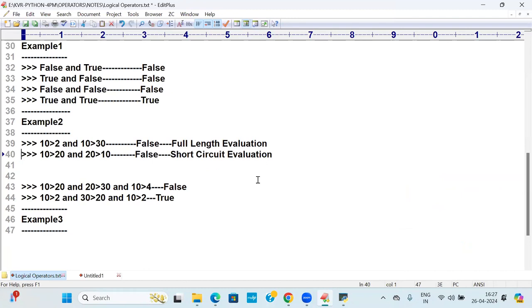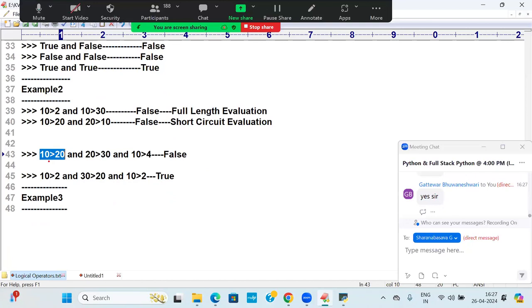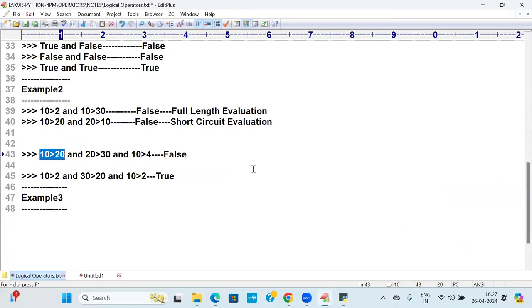Did you understand, students? Next, go to the next point. Everybody, 10 greater than 20. Quickly. False. Go to where? Second? Never. Third? Never. Whether it is true or false, never. It directly goes to false. It is known as short circuit evaluation. Did you understand this process? Good. Online students, did you understand this process?